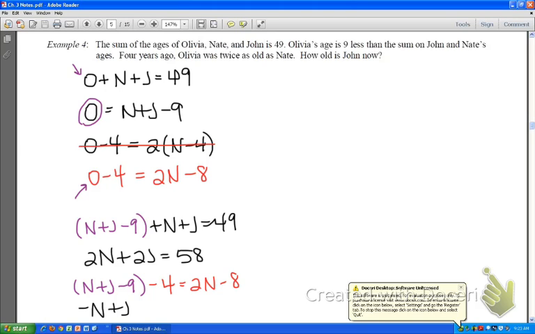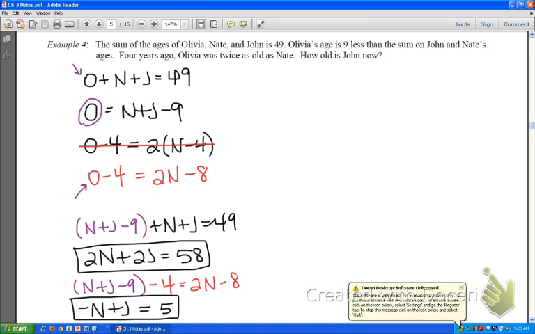Negative n, yep. I just have this 1j. I have minus 9 minus 4 is negative 13, but I'm going to add it to my negative 8. So what is negative 8 plus 13? Negative 8 plus 13 is positive 5, right? So I've got this and this, which I need to solve.